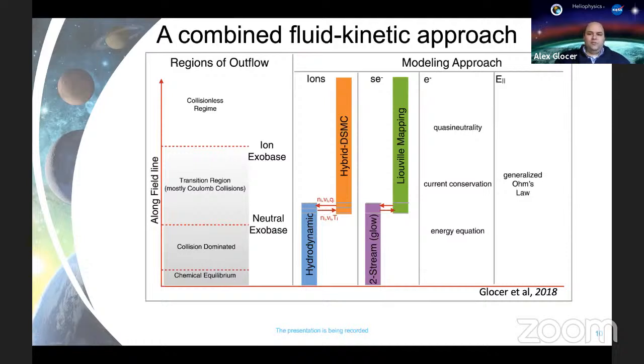We're also including the superthermal electron population, using the two-stream approach at low altitude and collisionless kinetic mapping at high altitude. And then we have a thermal electron population, which is enforcing quasi-neutrality and current conservation, and we solve a separate energy equation for that population. And all of these disparate plasma constituents are tied together with a generalized Ohm's law, which lets us get the parallel electric field.